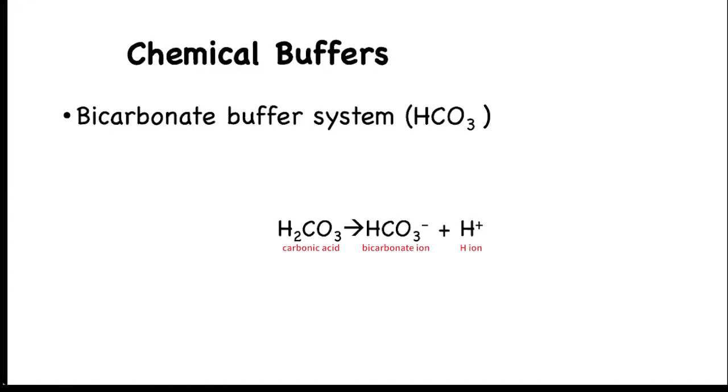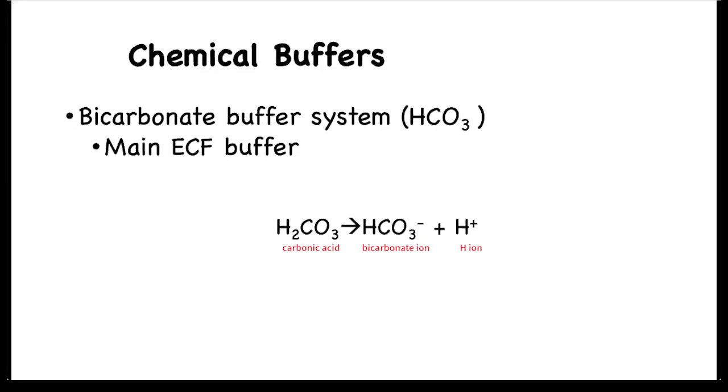This is going to be the main buffer in your extracellular fluid. It involves the reaction below. To the left of the arrow is carbonic acid. To the right is bicarbonate ion and hydrogen ion. If you have a solution that is too alkaline, the carbonic acid will dissociate into bicarbonate ions and hydrogen ions. These hydrogen ions in turn will bring the pH back down.